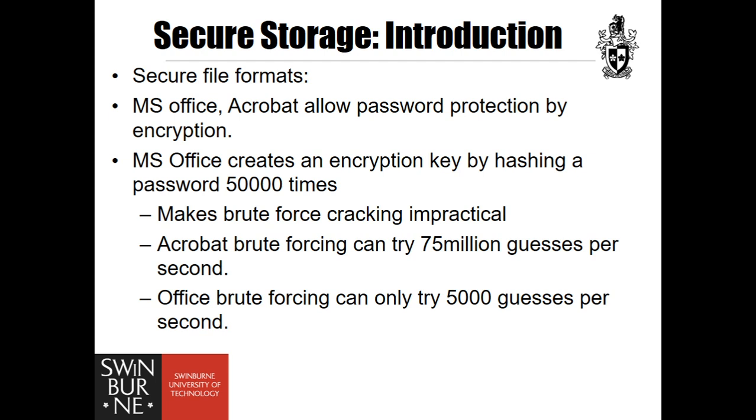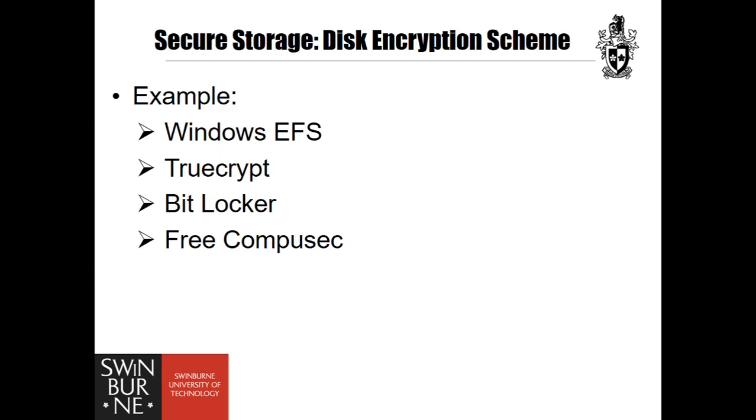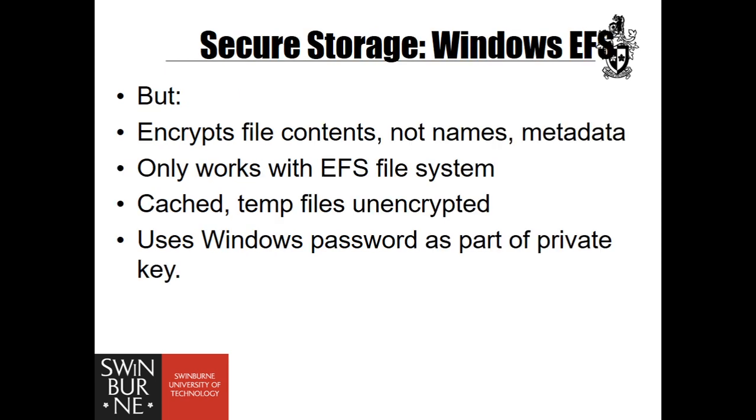Acrobat brute forcing can try 75 million guesses per second. Office brute forcing can only try 5,000 guesses per second. So this is an example of this encryption scheme. We have four here. First one, Windows EFS, TrueCrypt, BitLocker, and Free Compusec.